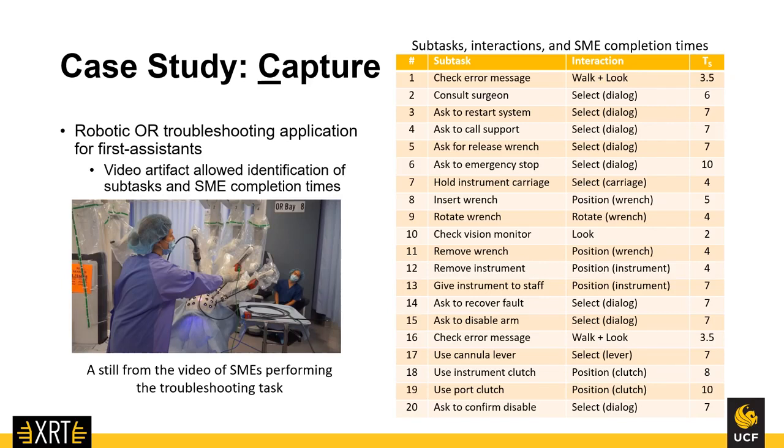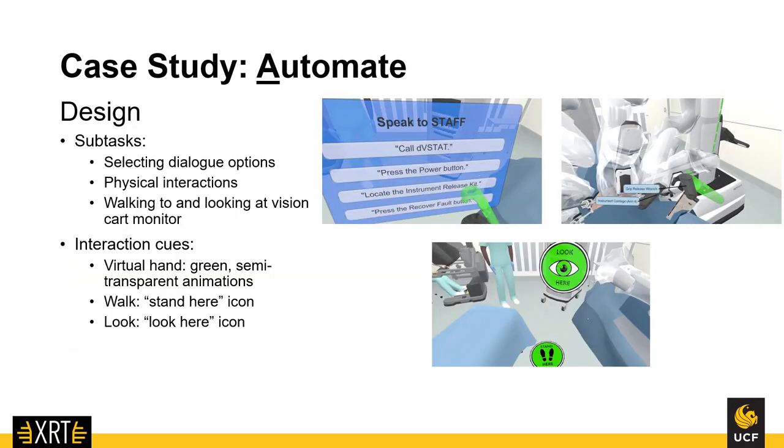Here, you can see a list of the 20 implemented subtasks, what type of interaction they necessitate, and the amount of time it took for the subject matter expert to complete them respectively. Our discussions with the subject matter experts, the video, and the requirements helped drive our design. Knowing what types of interactions were necessary, we implemented a green, semi-transparent interaction cue for virtual hand interactions, and walking and looking warranted respective icons.